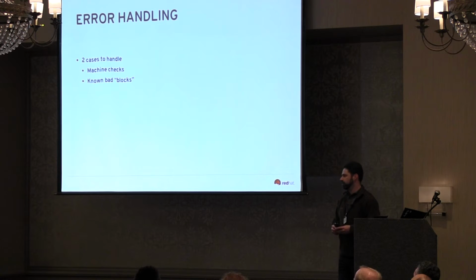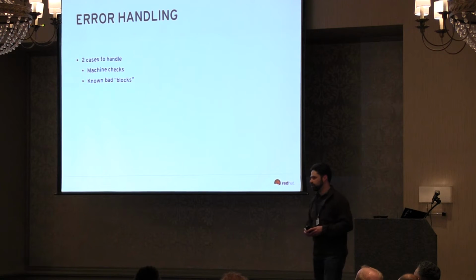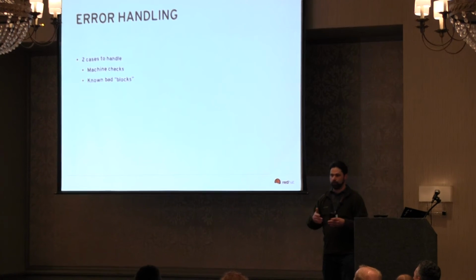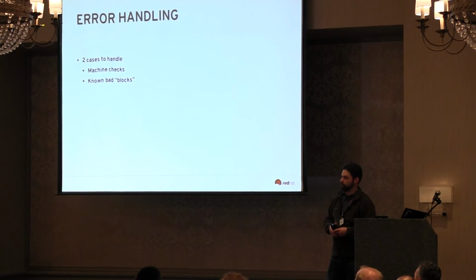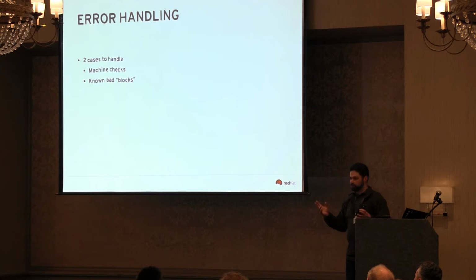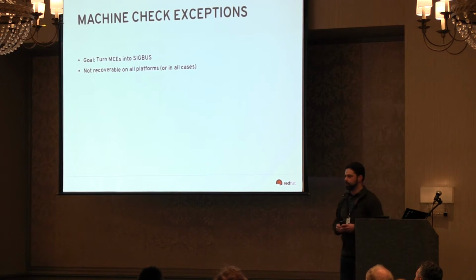So for error handling, there's a couple of cases to handle. There's the case where an application happens to trip over a poisoned area in memory, and so you didn't know beforehand that there was poison there. And then there is some means to keep track of known bad blocks and do something clever about that. So I'll start with machine checks.